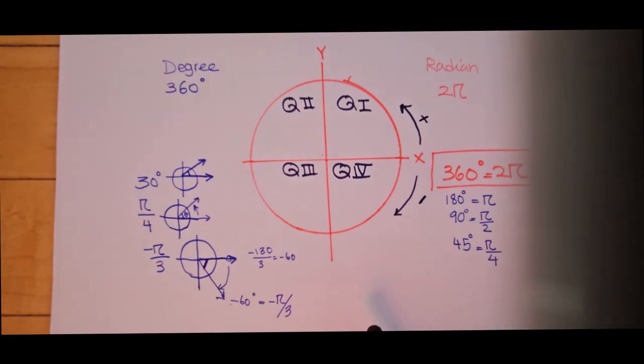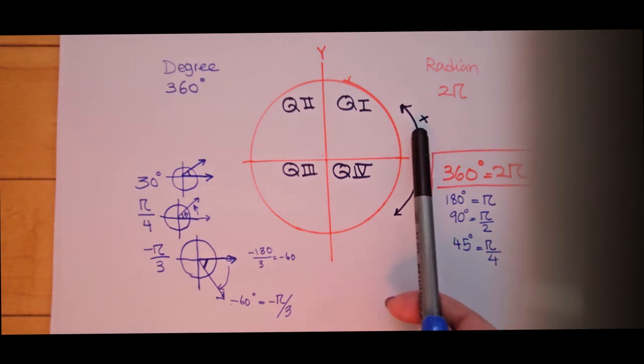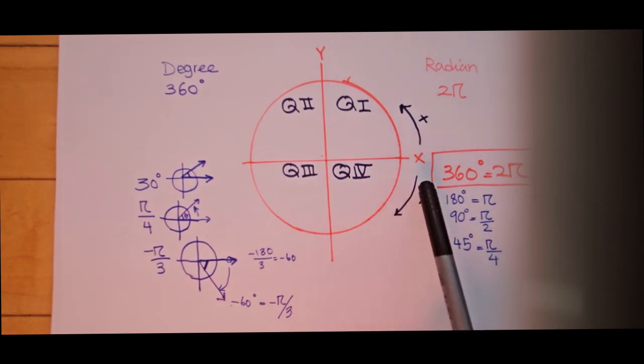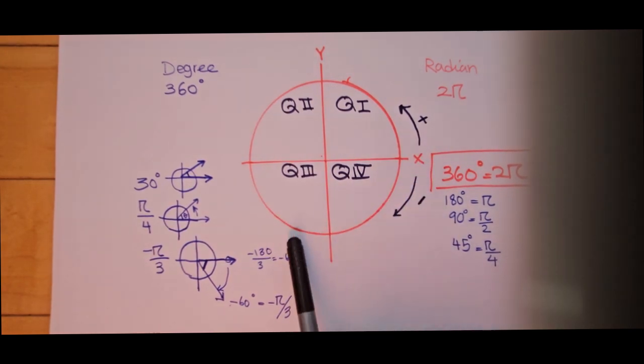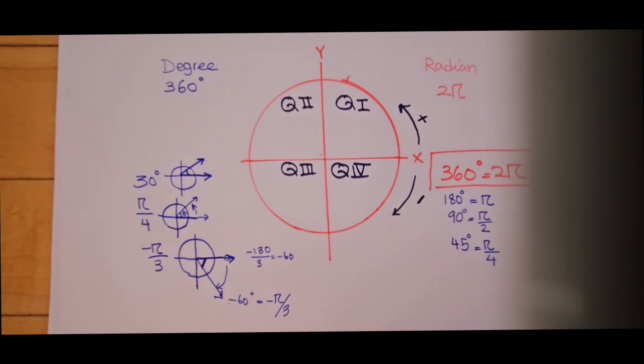And then we have positive and negative values. What I mean is positive is when you move in this direction, and negative means if you move in this direction. Like positive is anti-clockwise and negative is clockwise.